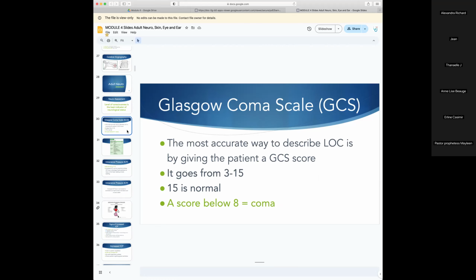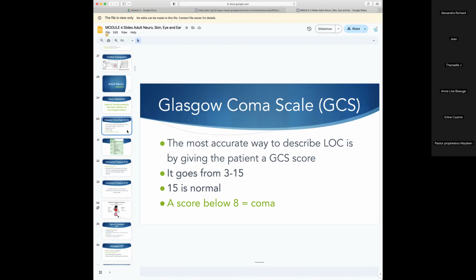Through this, you're going to determine a GCS score. The most accurate way to describe level of consciousness is by giving the patient a Glasgow Coma Scale score. Just like one of the most accurate ways to check and see if the patient has adequate cardiac output is you can check the heart rate and the blood pressure, right? Very quick, very easy. But one of the quickest ways to see, well, how is the brain doing is level of consciousness. And how do you calculate or describe level of consciousness? You use the Glasgow Coma Scale.